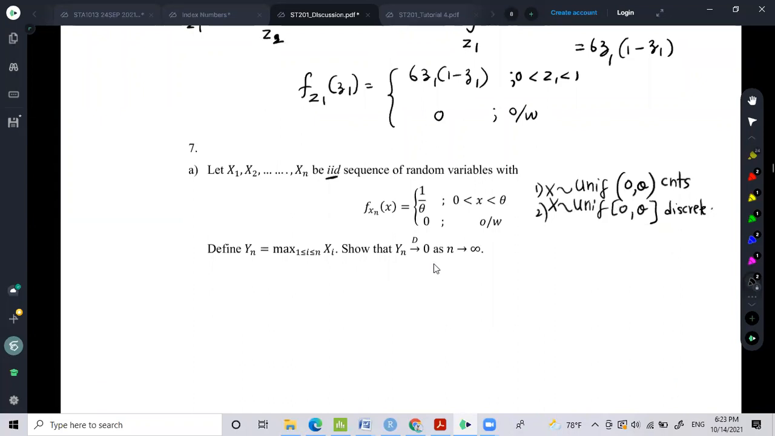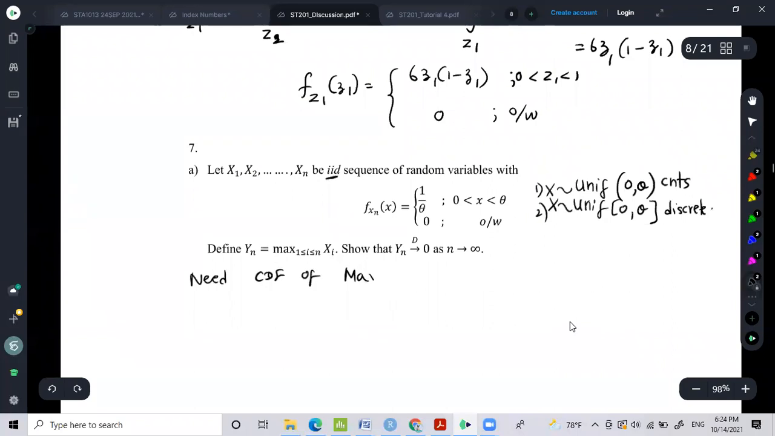Okay, so this is actually only a part of the question, because in a previous part they have asked the students to derive the distribution of the max for a uniform distribution. Right. So how do you find the max? You already know the distribution of the max. When you have to do convergence in distribution, you need the CDF of the max.